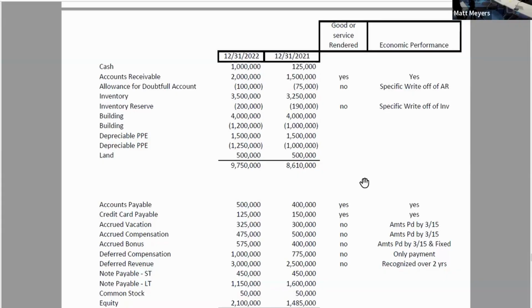For cash, you really don't need to talk about it. For AR, is it reportable when the good or service is rendered, when economic performance has occurred? Allowance for doubtful accounts: good or service, no. Economic performance is when you have a specific write-off of the AR. Inventory reserve: no. Good or service rendered, but specific write-off of the inventory. Accounts payable: good or service rendered.